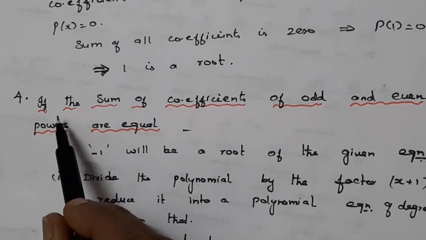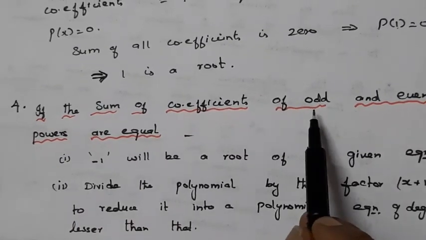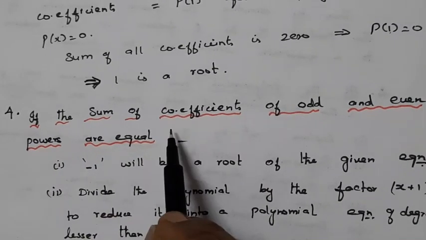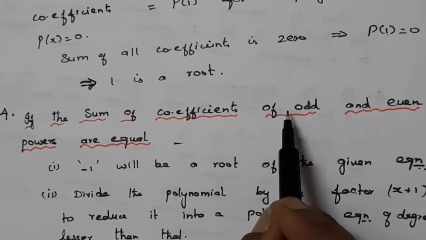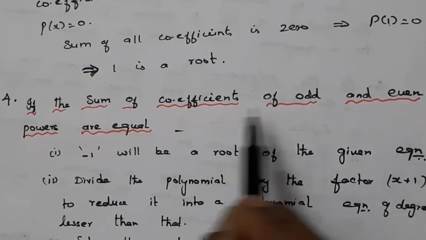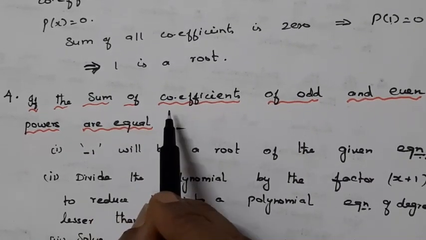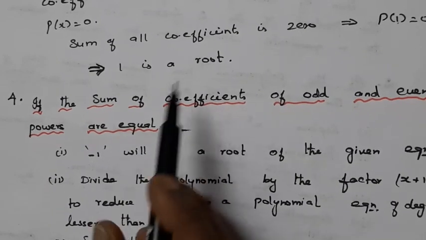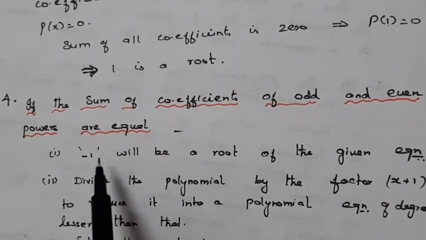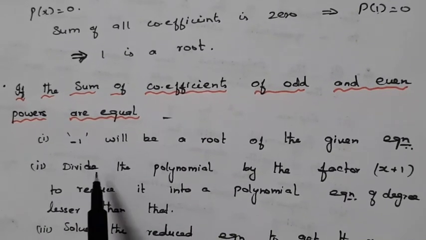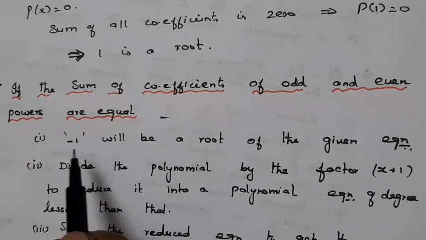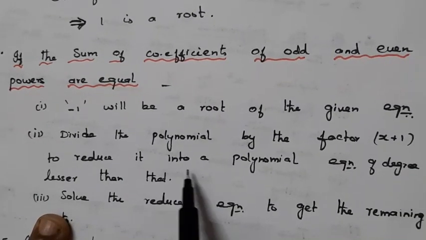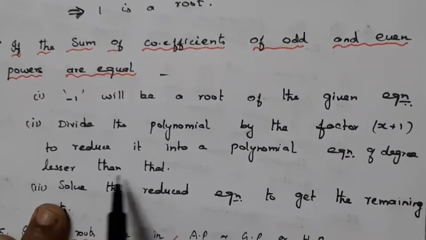Then, like this, consider the case where the sum of the coefficients of odd and even powers are equal. For a polynomial equation, if the sum of the coefficients of odd powers and even powers are equal, then surely minus 1 will be a root. So as in the above case plus 1 is a root, here minus 1 will be a root. And as minus 1 is a root, x plus 1 will be a factor, and you divide the polynomial by the factor x plus 1 to reduce it into a polynomial equation of lesser degree.